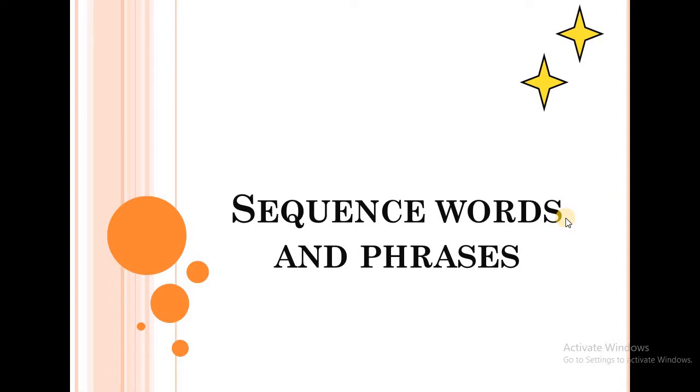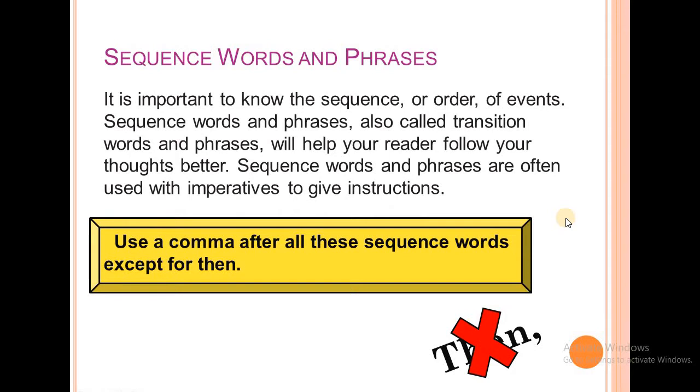It's an easy lesson. Now first, it is important to know the sequence or order of events. So, the sequence words and phrases show us the sequence or the order of an event. Sequence words and phrases are also called transition words and phrases. These sequence words and phrases will help the reader to follow your thoughts better or follow some instructions.